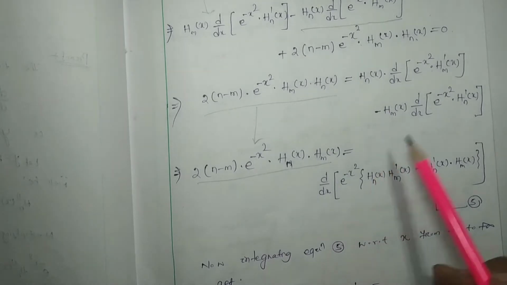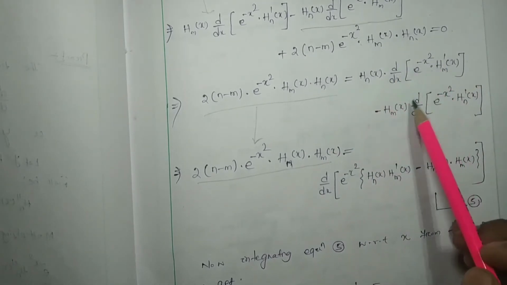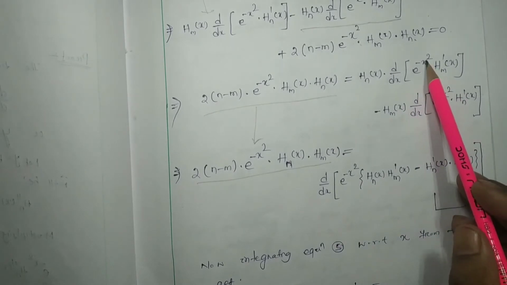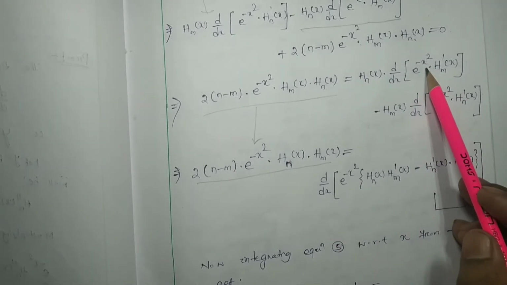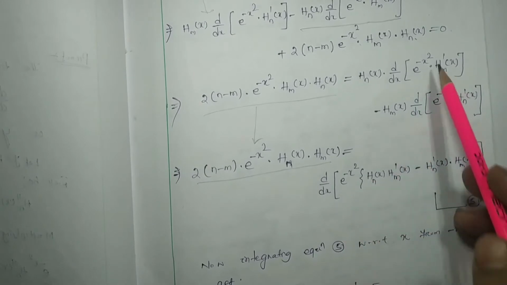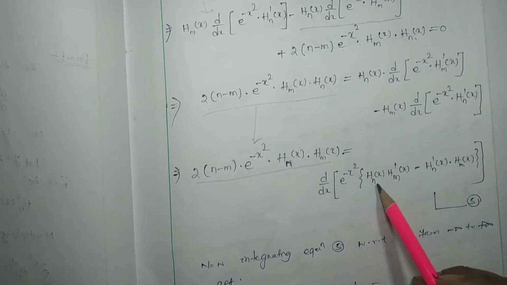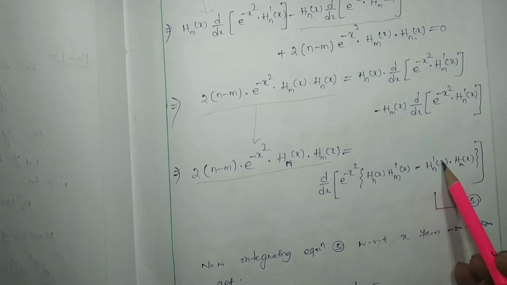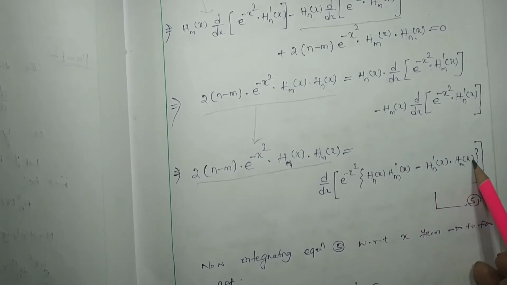Now these two terms can be written as d/dx of, see, e^(−x²) is there, so it can be written as e^(−x²) [Hn(x) Hm'(x) − Hn'(x) Hm(x)].